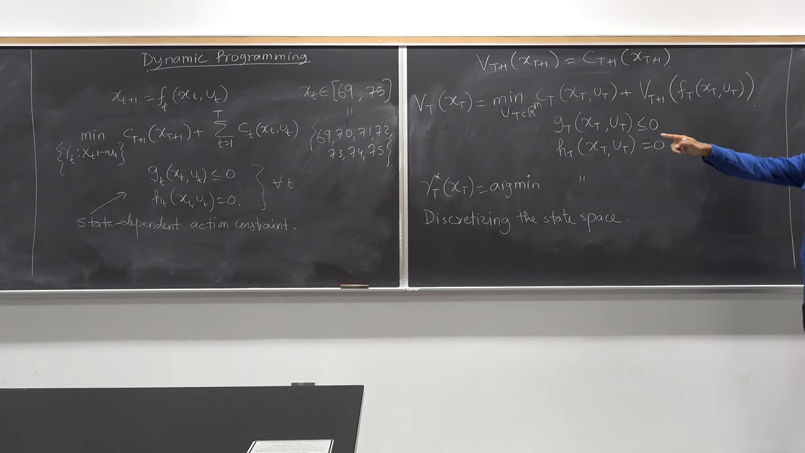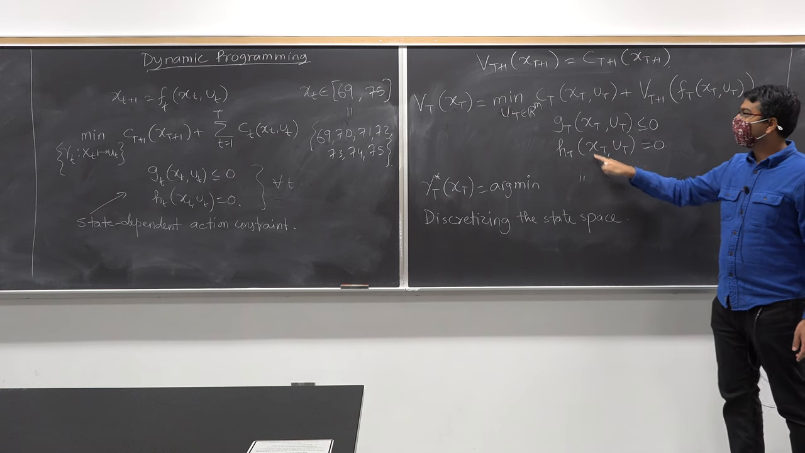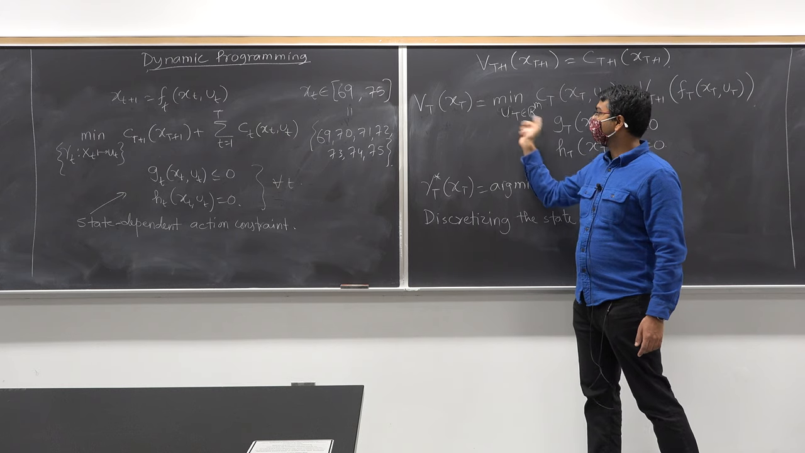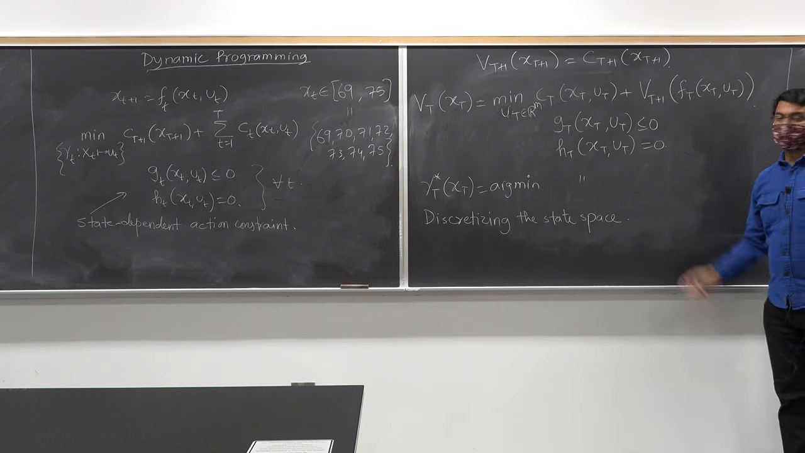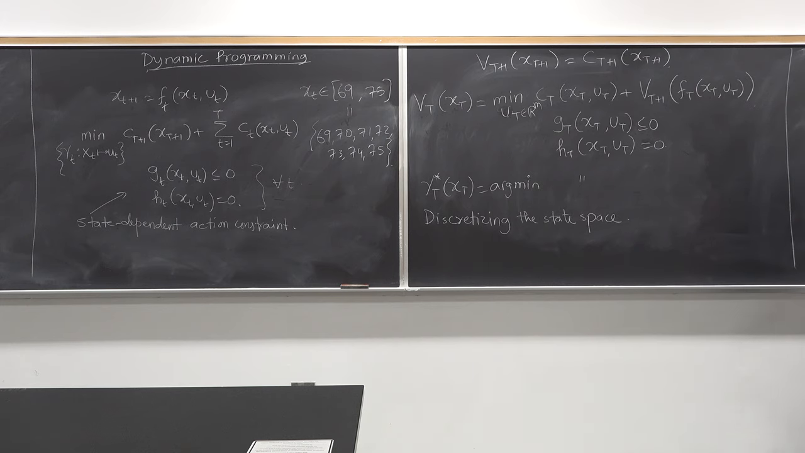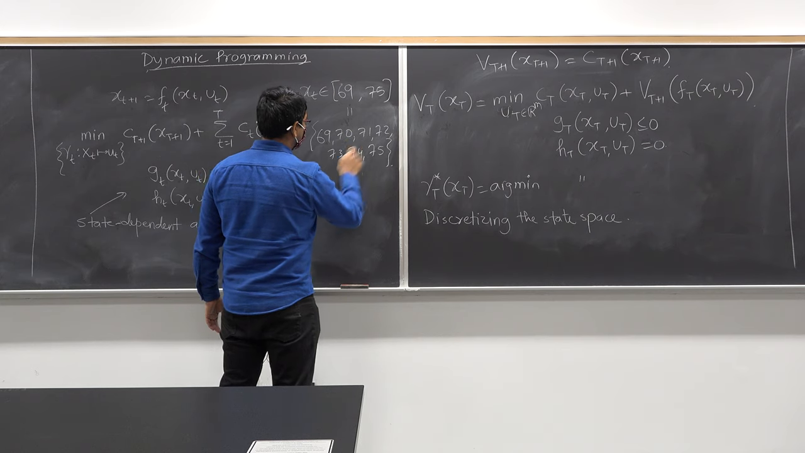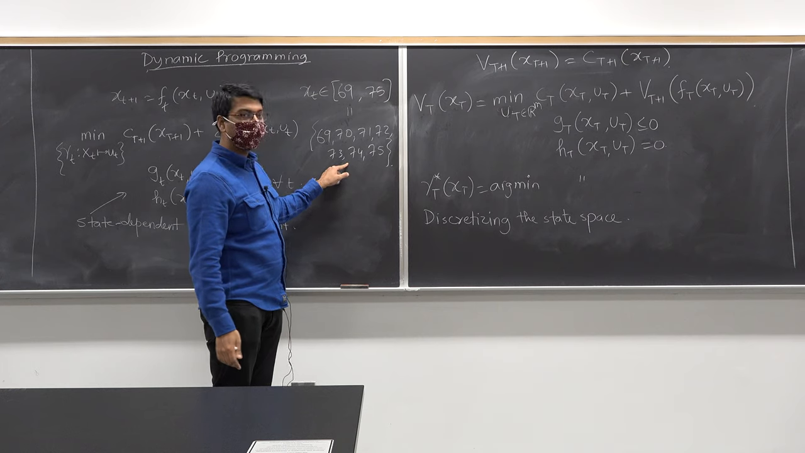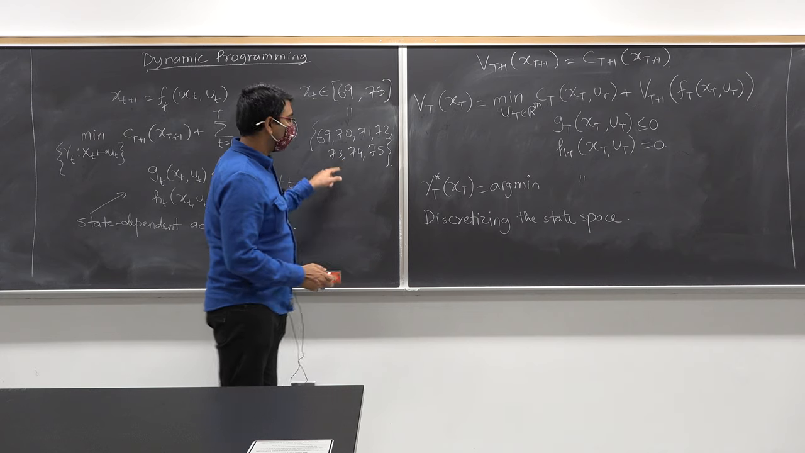Then I'll do the same thing for xt equals 70. I'll replace it with 70, solve the optimization problem using sequential quadratic program or method of multipliers, and I'll rename the result as vt of 70 and gamma star t of 70. So now what I have done is computed the value function and the policy at these 7 points. Instead of computing at infinitely many points, I'm computing at a finite number of points. Specifically, I'm computing it at 7 points.